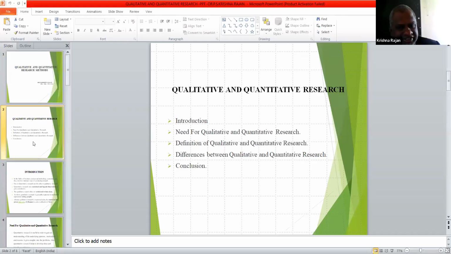Now, the index is like this. First, I'll go for introduction of qualitative and quantitative research. Why we have to need for qualitative and quantitative research? Definition of qualitative and quantitative research. What is the main difference between qualitative and quantitative research? And finally, conclusion. We have only 8 to 10 slides, which I would like to brief.